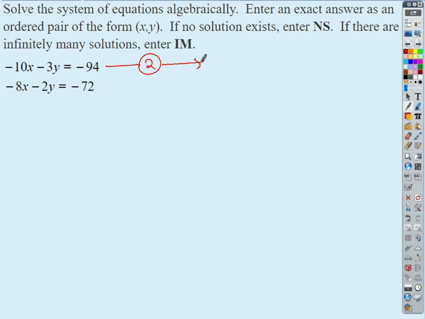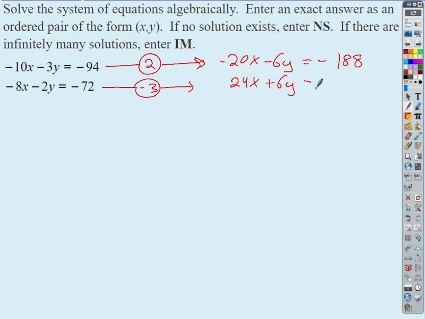Okay, if I multiply the top one by 2, if I distribute that all the way through, I'm going to get negative 20x minus 6y equals negative 188. So if I multiply the top by 2, then what do I need to multiply the bottom by? Okay, and the goal here is I'm going to get the y's to cancel, isn't it? Right? So if I distribute a negative 3 all the way through that equation, I'm going to get positive 24x plus 6y equals positive 216. Okay, and then that's what we wanted, the y's go away, right?